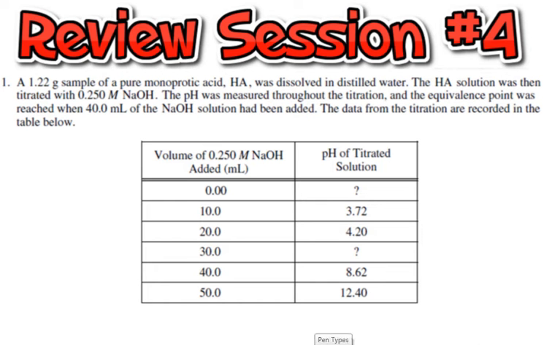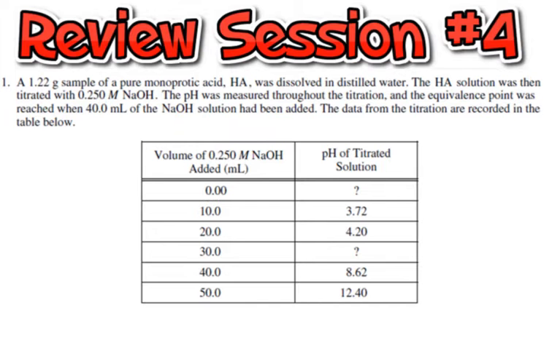All right, so a 1.22 gram sample of pure monoprotic acid, HA, meaning one proton, was dissolved in distilled water. The HA solution was then titrated with 0.250 M NaOH. The pH was measured throughout the titration, and the equivalence point was reached when 40 mL of NaOH solution had been added. The data from the titration was recorded in the table below, and I put that right there.